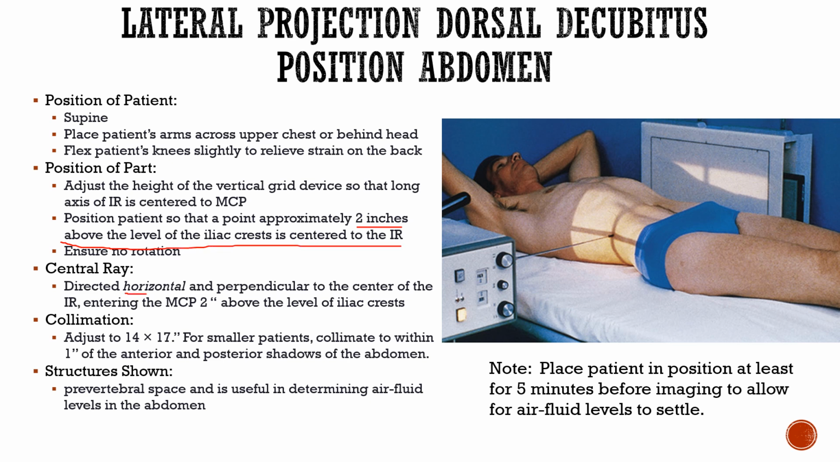We want the central ray horizontal because it is a decubitus, and we want to have the same collimation as we did previously. So we get the prevertebral space. It is useful in showing the air fluid levels in the abdomen, but like I said before, this is a third option that we have. How long are you going to have the patient lie before you take this exam? This image is going to be 5 minutes.